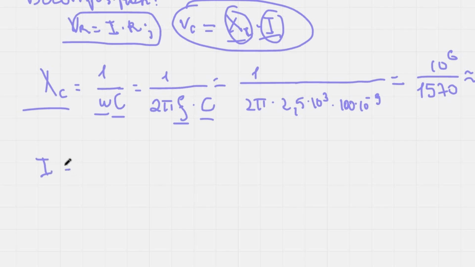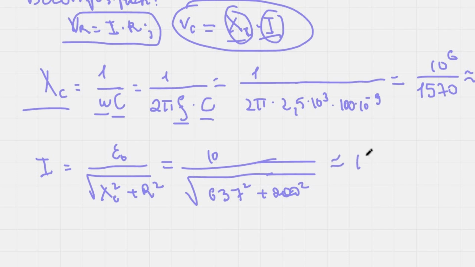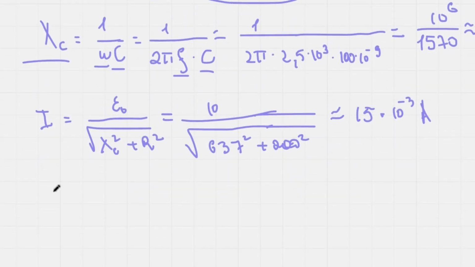Now let's find the current. To find the current, we will use the formula, which looks like this: under the square root, we have R squared plus the reactance squared. Let's calculate it. We'll probably have 15 multiplied by 10 to the power of minus 3 amperes. Now we can find the voltages. It will be 15 milliamps multiplied by 200 ohms. It will be 3 volts.